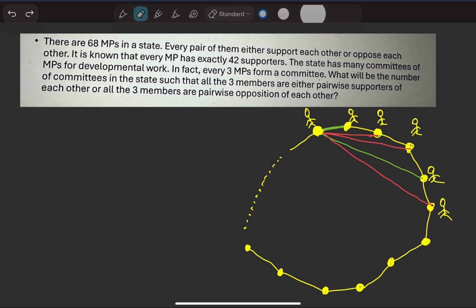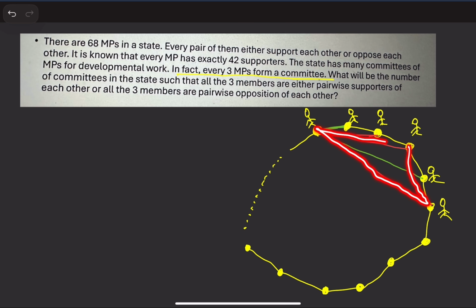Now let us move further. In fact, every 3 MPs form a committee. So you have to choose any 3 MPs. When you choose any 3 MPs, if you choose this MP, it is a triangle that is forming. If you choose these 3 MPs, one more triangle will be formed. If you choose these 3 MPs, one more triangle will be formed. Like this, there will be one diagonal and this and this. So if you choose these 3 MPs, there will be another triangle formed. So the committee is the number of triangles formed inside this polygon.